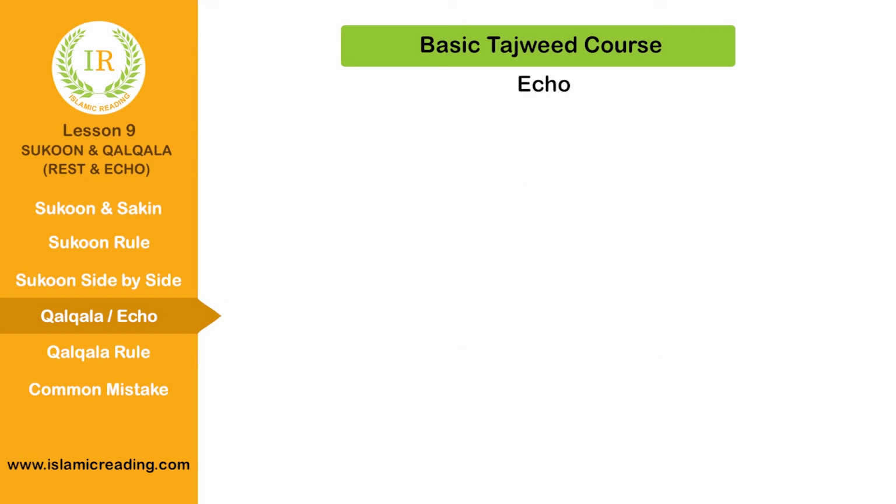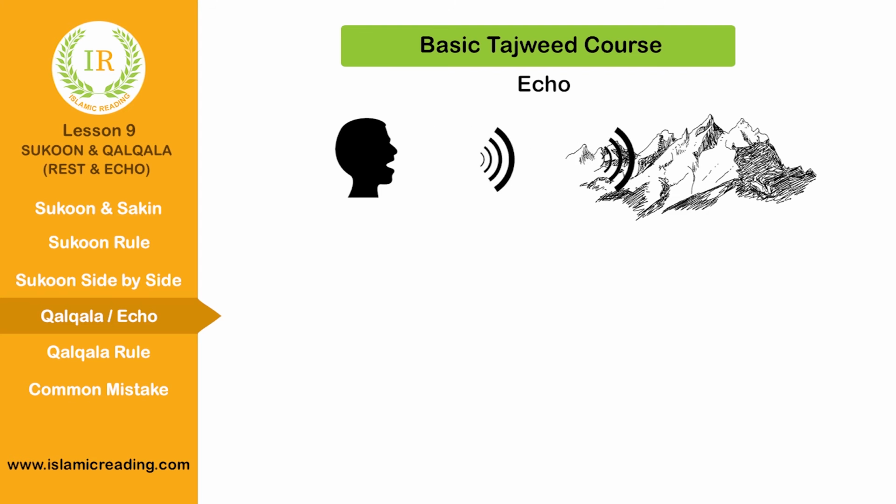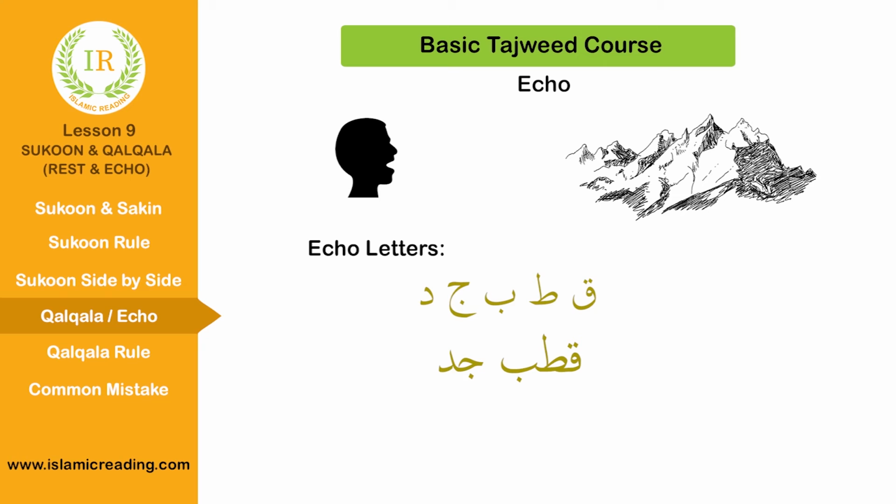You must be familiar with the natural phenomenon of the echo. When you're standing in a hilly area and you scream something towards the hill, your voice is reflected back to you after hitting the hills in multiple layers. This is called echo. In the Arabic language, we have a similar effect which is called qalqala. Qalqala is associated with some Arabic letters. We have 5 Qalqala letters, which are Qaf, Ta, Ba, Jim, and Dal. A common catchword is Qutbu Jaddin, which has all the Qalqala letters. We'll do Qalqala or echo on these letters only and not any other letter.